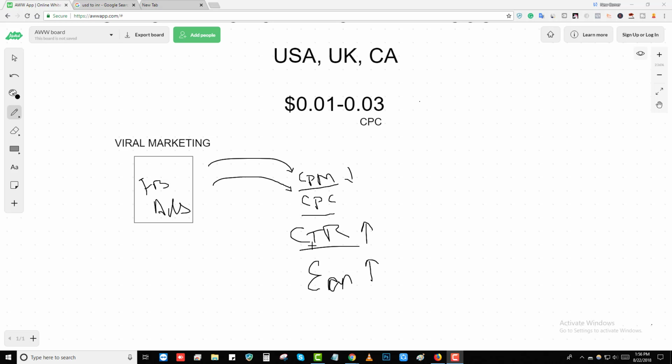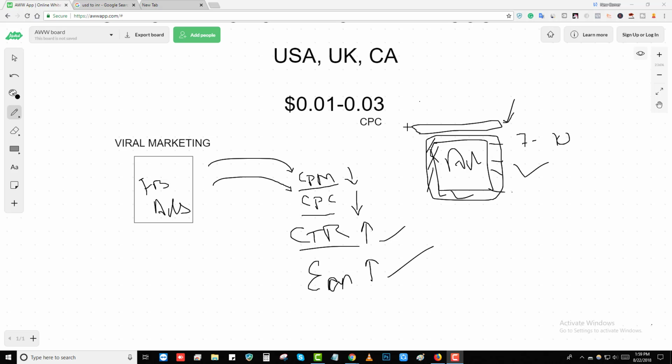You can see it here. You need to focus on increasing your click-throughs and your engagement, because when these two metrics go up, the other two metrics come down. You can see here CPM comes down, and the CPC, cost per click, comes down.